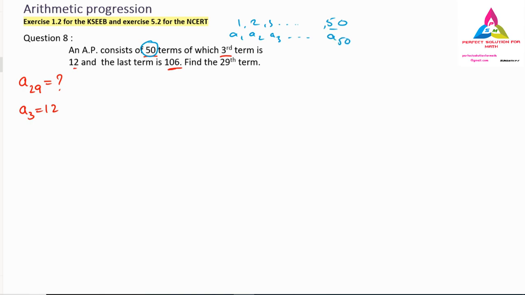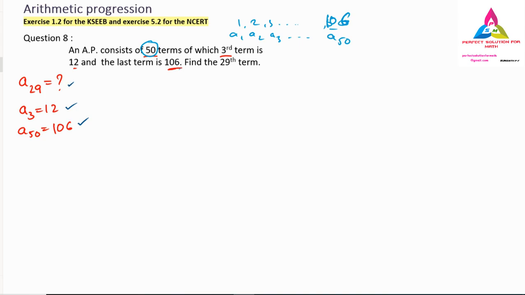That may be any value. This A50 value is 106. So 106 is the A50 term. We can understand this way: the last term is nothing but A50, because that AP consists of only 50 terms. Some questions will not be direct, they are indirect questions, but we have to understand that concept. Now you can tell it is similar to the previous question. Again two terms are given, A3 and A50, and we have to find A29.